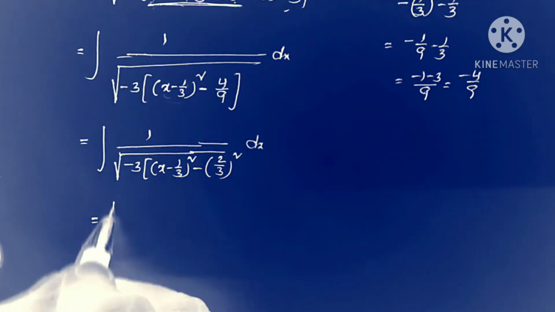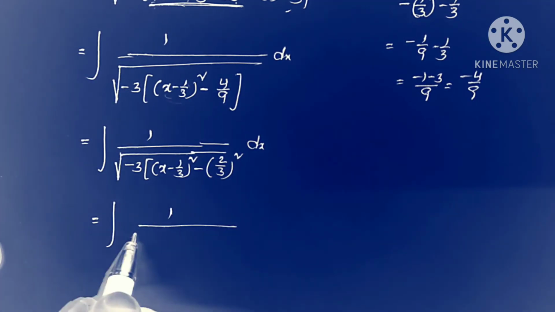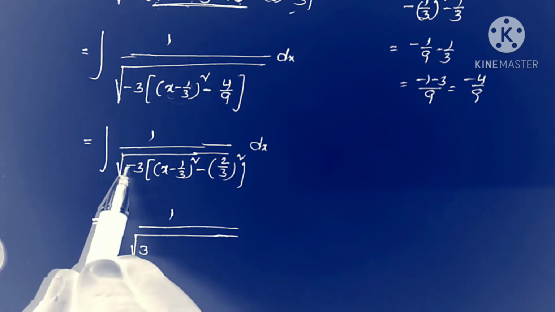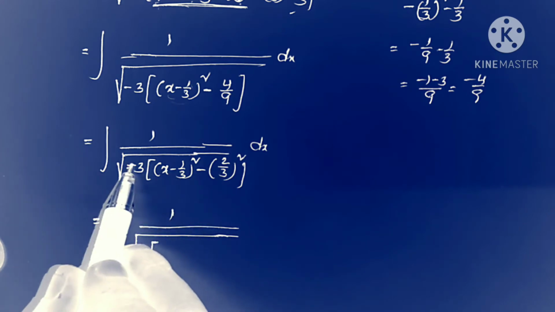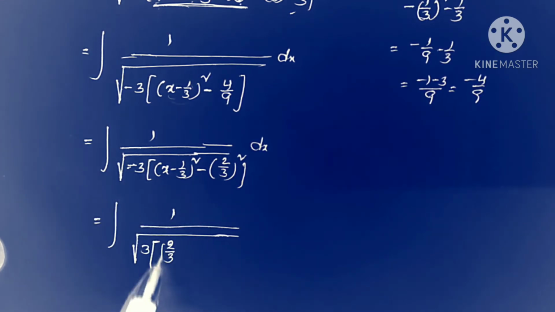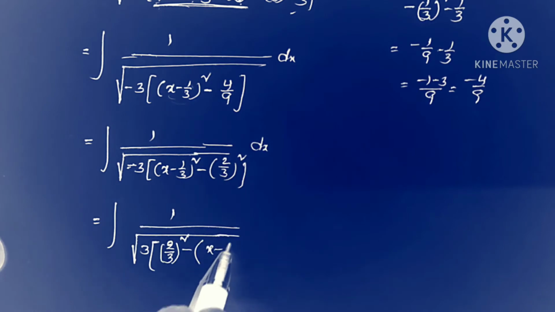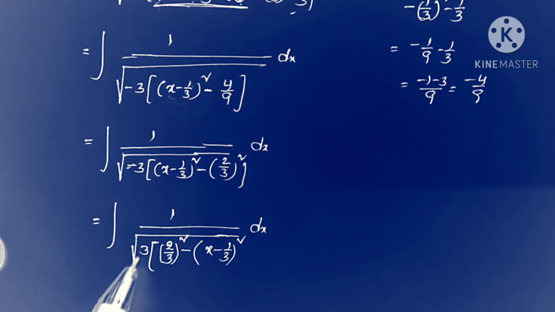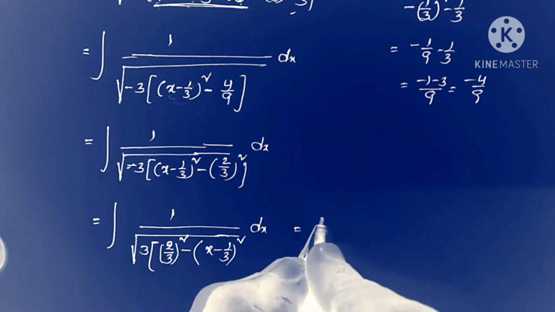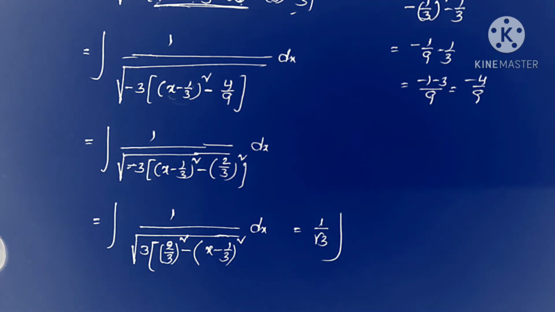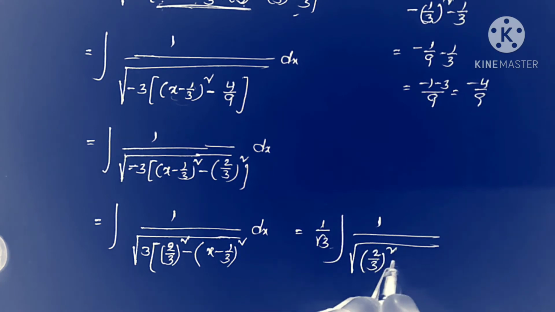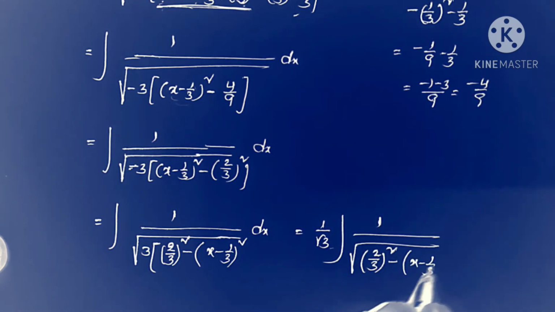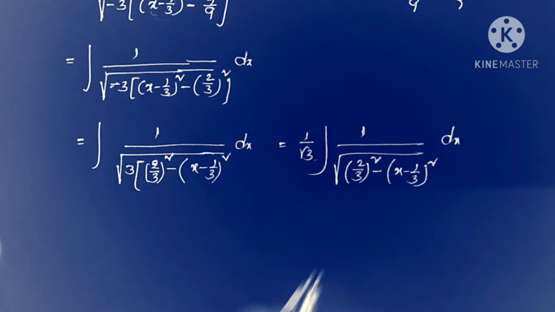So this is equal to integral 1 by square root of 3 into, now applying this minus to these terms, when we multiply these two terms with minus, we get 2 by 3 whole square minus x minus 1 by 3 whole square. Now here root 3 is the constant, so taking the constant before the integration, that is 1 by root 3 into integral 1 by square root of, the remaining value is 2 by 3 whole square minus x minus 1 by 3 whole square into dx, which is in the form of 1 by square root of a square minus x square.